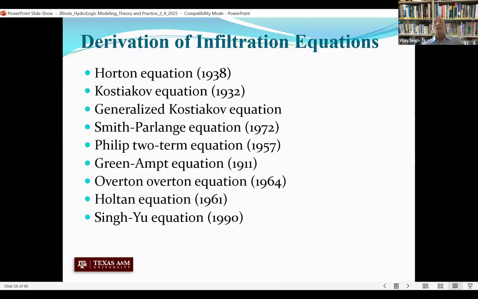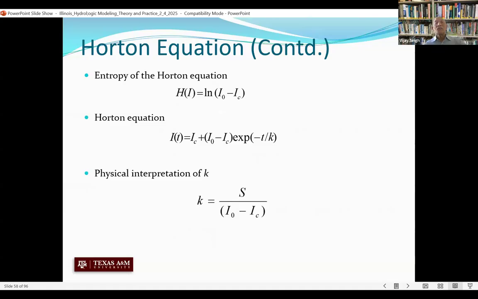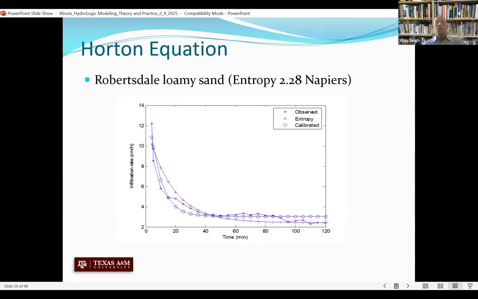That is the advantage. Now, of course, I have derived all kinds of infiltration equations using the entropy theory: Horton, Kostiakov, generalized Smith-Parlange, Philip, Green-Ampt, almost all these popular ones. And this is an example of the Horton method. I will not go over it because I'm running out of time.